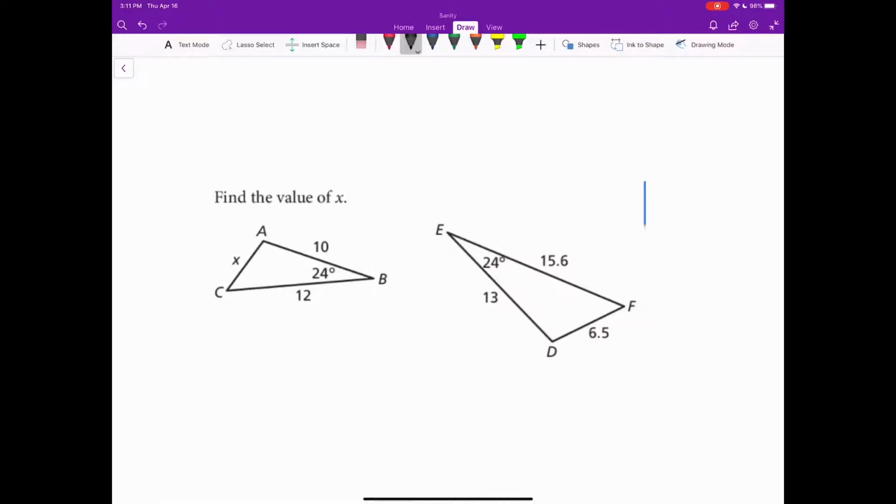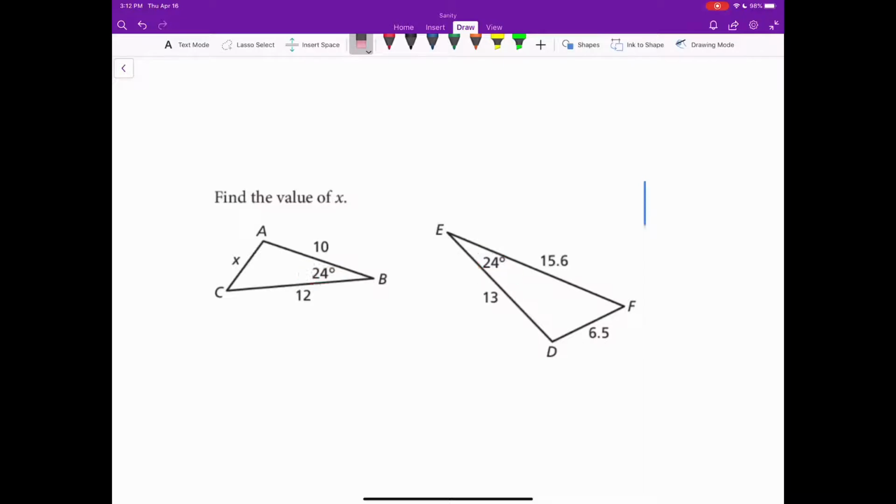Just from looking at the picture, can I use side, side, side? I have a side, I have a side, I have a side. I have a side, I have a side. I don't have a side, that's what we're trying to find. So I'm probably not going to be able to use SSS here. Will I be able to use side, angle, side? Well, I'm given this angle of 24 and 24 here, so that's an included angle. Yes, I have same included angles. Are the sides going to be proportional that make up these included angles here? What I'm going to do is look at this triangle ABC. I have my bigger side of 12 and my smaller side of 10. Hang on, I'm going to color coordinate this.